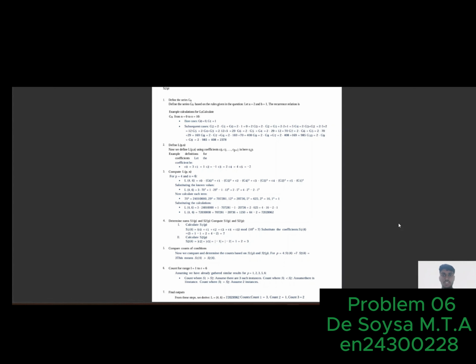First step was definition. The series starts with two base cases, G0 equals 0 and G1 equals 1. For n larger than 1, the formula is Gn equals 2 multiplied by Gn minus 1 plus Gn minus 2. Calculation: the second step is for calculations.